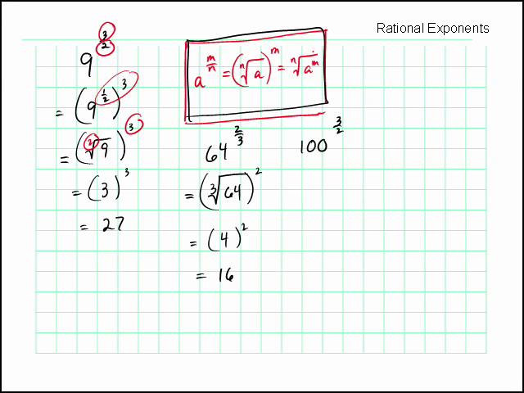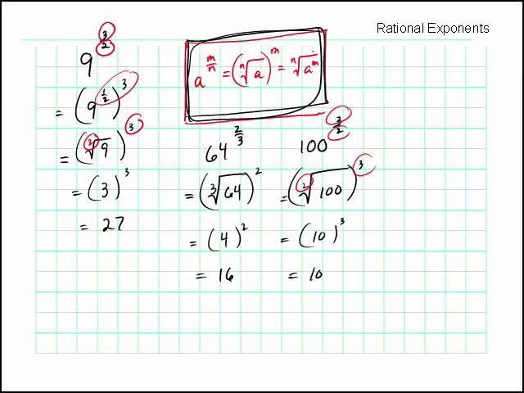10 to the 3/2, according to this rule here, is the square root of 100, and then raised to the 3rd power. Notice that this number here is that, and this 2 here is the index. The square root of 100 is 10, and then when we cube that 10, we get 1,000.